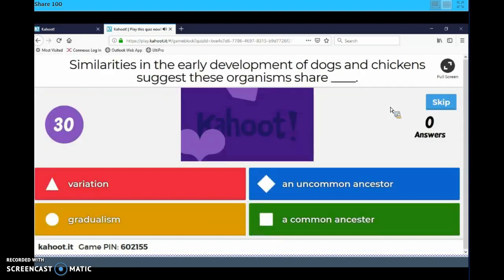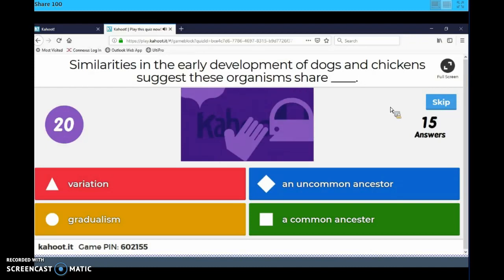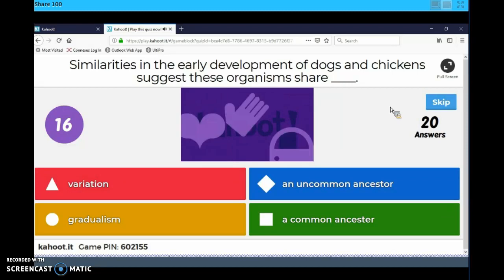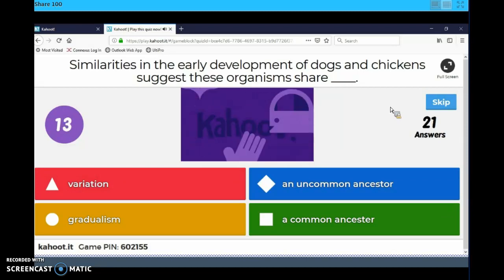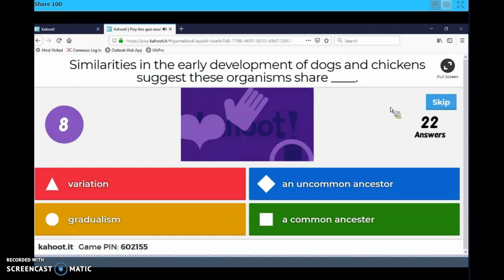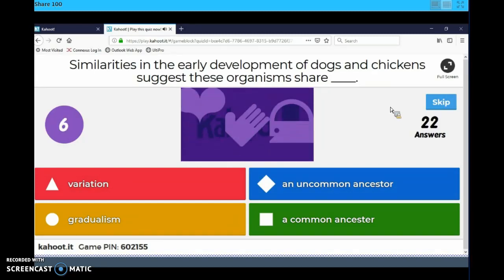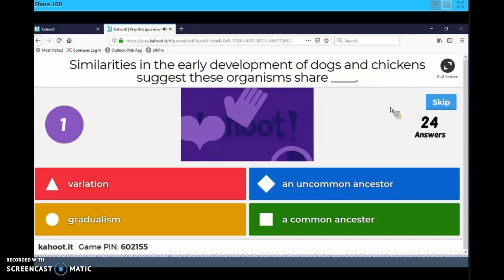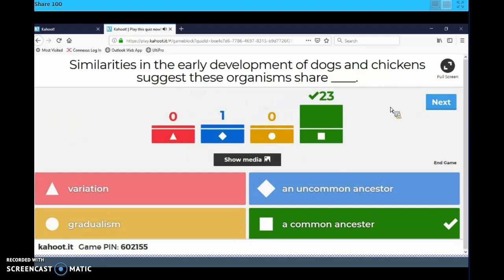Similarities in the early development of dogs and chickens suggest that these organisms share what? And this is another way of saying they are related, that they share this. They share a common ancestor. Yes, a common ancestor.